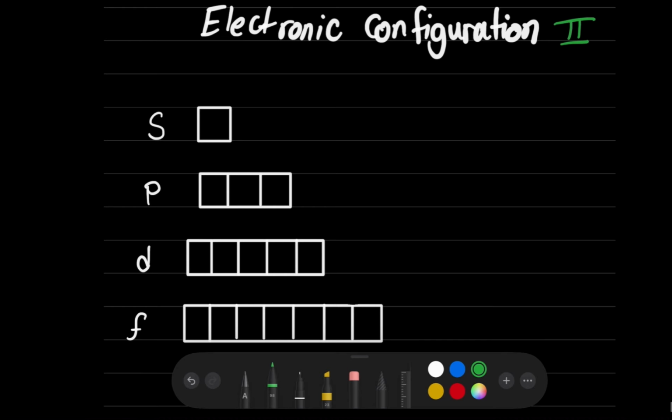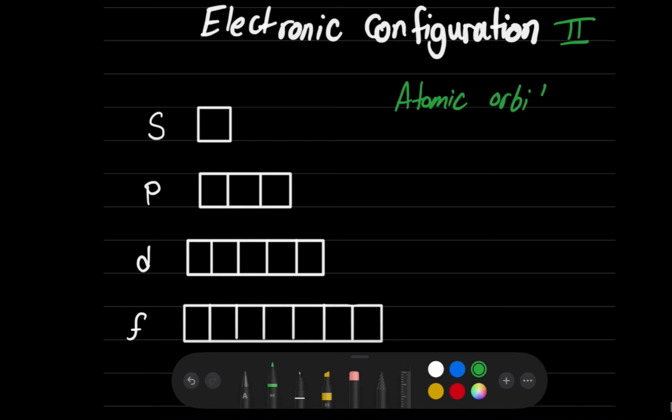The first thing we have to do is build on the previous class, where we introduced how to write the electronic configurations of an atom using the 1s notation. And now we will introduce another concept, which is the atomic orbital.